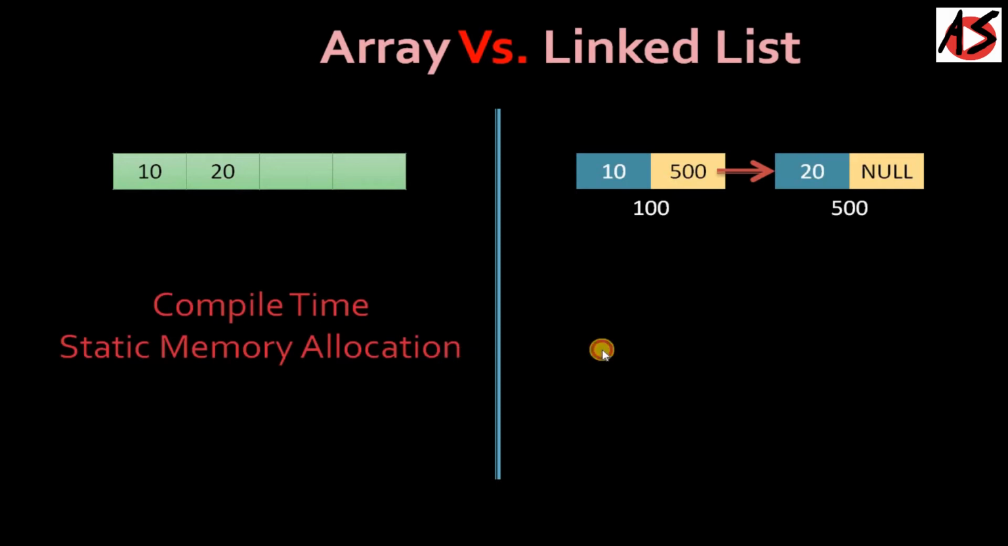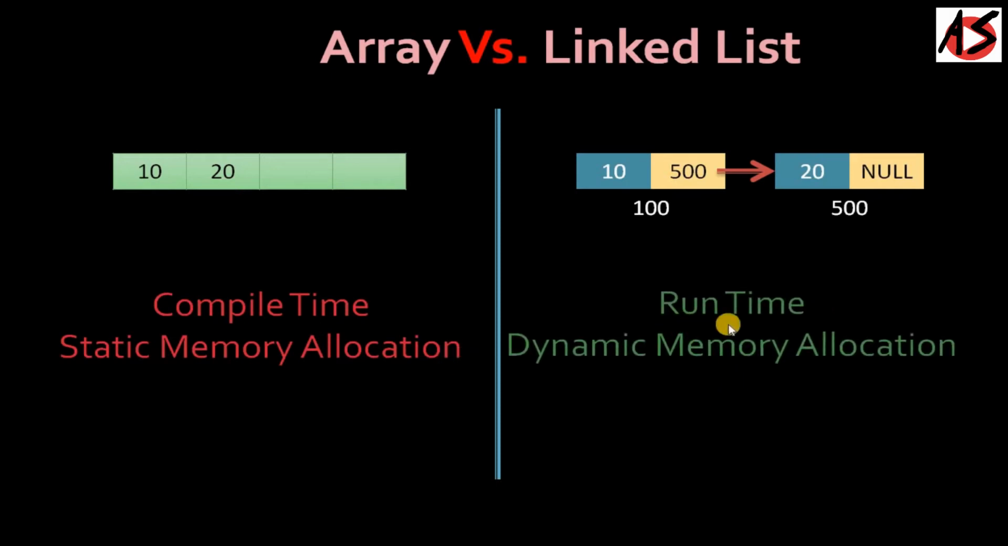In the linked list, the memory allocation is done dynamically. In the linked list, it is runtime memory allocation. So it is called the dynamic memory allocation. So when you are inserting the node at runtime, compiler will give the memory to store the node. That is why it is known as the dynamic memory allocation. So this is advantage of linked list over the array.